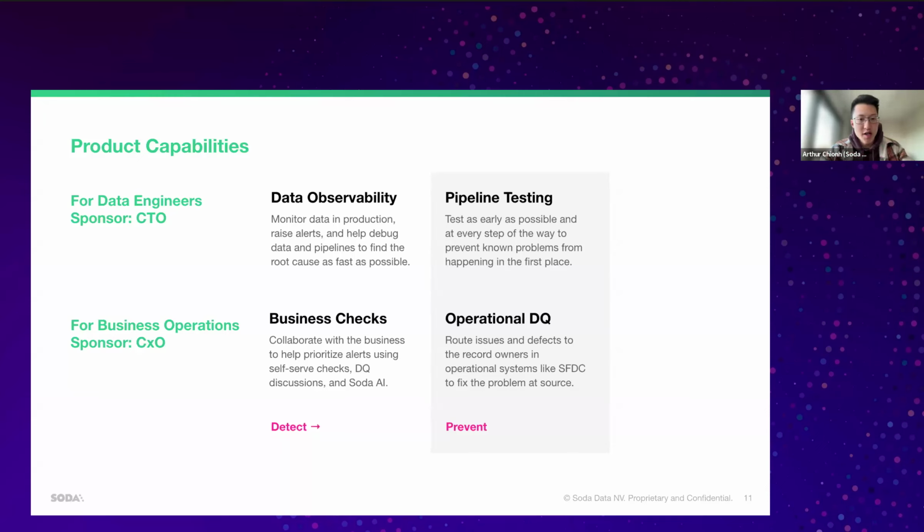And of course, as mentioned, we have the two main capabilities in terms of the detection of bad quality data, where we allow users to set up data observability and also to create their own no-code business checks using the Soda Cloud user interface. And of course, as mentioned, because of the limitations when it comes to just the detection of bad quality data, Soda also wants to allow users and organizations to prevent bad quality data by allowing for pipeline testing as well as operational data quality.